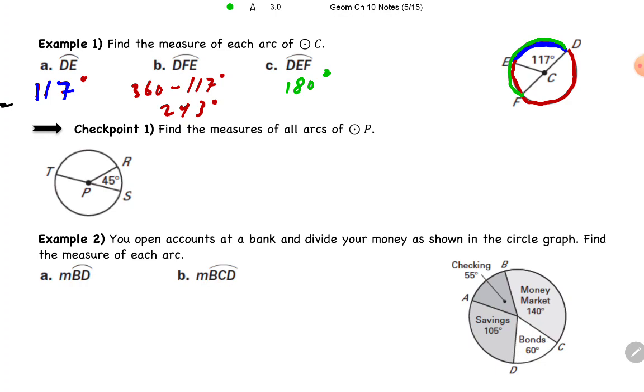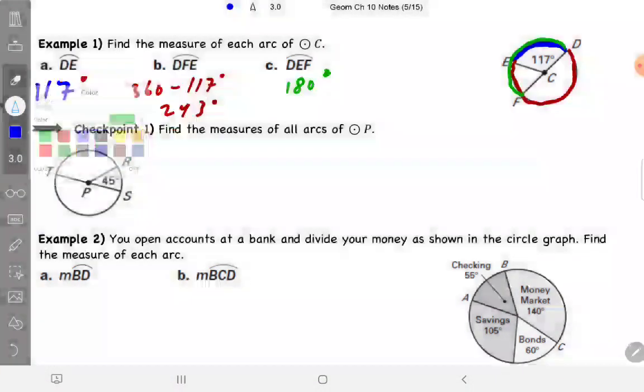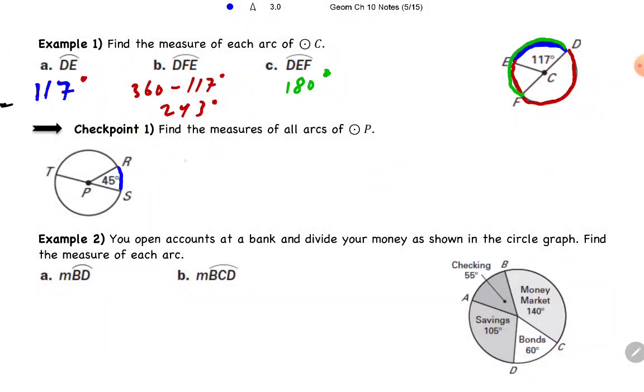Okay, checkpoint 1. Find the measures of all arcs of circle P. Okay, let's start off with RS. Arc RS. So you just put RS with an arc above it. That's equal to the central angle, 45 degrees.